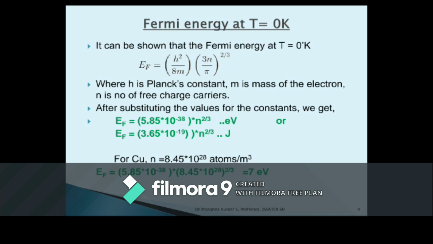If you want to express the Fermi energy in electron volts, the value is 5.85 into 10 to the minus 38 multiplied by this charge concentration. You will get the Fermi energy in electron volts. Otherwise, you know that it is in terms of joules. So the Fermi energy of copper, from this expression, you will see that it is 7 eV, 7 electron volt.